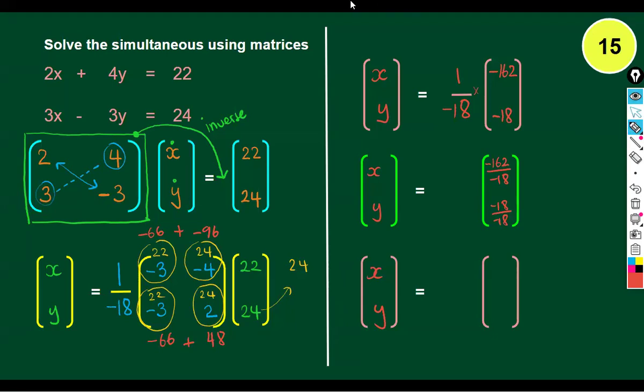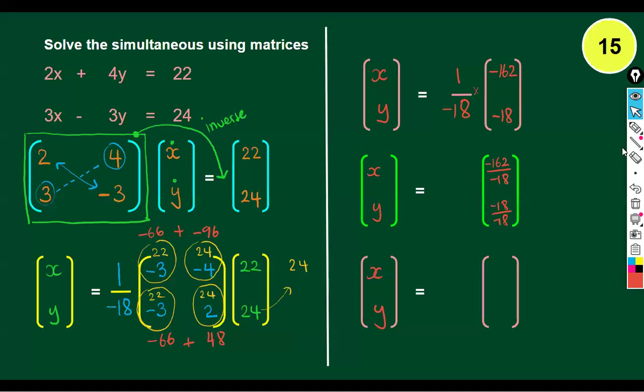Don't worry, we have one more after this. And this is what I'm getting here, guys. I'm getting +9 and +1. We're finished. X is 9, Y is 1.